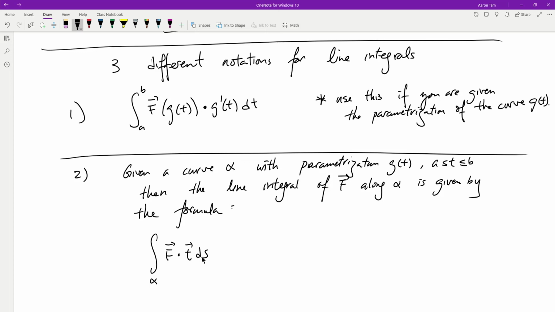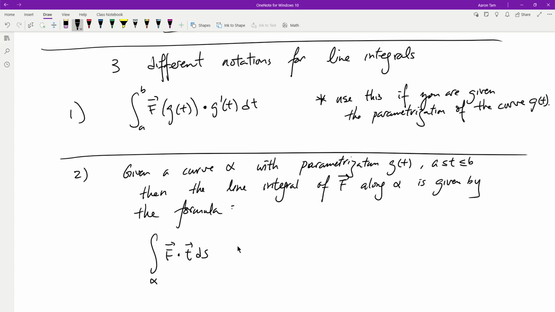Notice that this notation is more similar to the Riemann integral, where you define the regions of integration directly underneath the integral symbol. In this case, our region of integration is the curve alpha. And then we have the integrand. Now, because this is a single integral, our differential is actually ds. So what is ds? Well, let's talk about it.